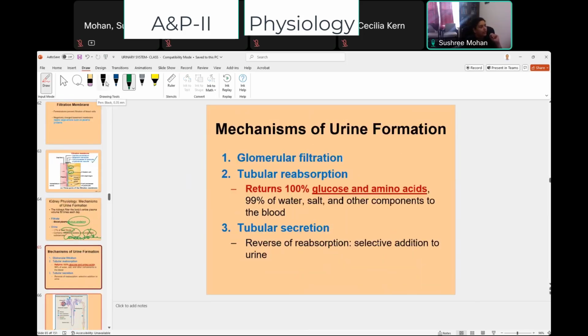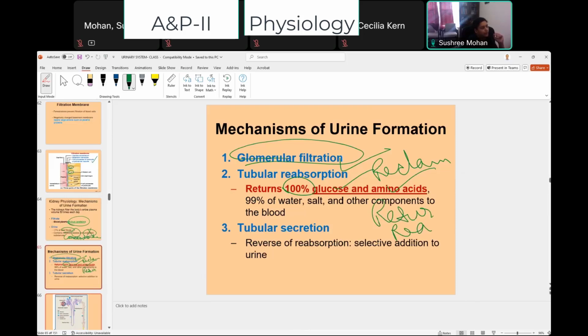Mechanism of urine formation: filtration, we just completed that. Next is tubular reabsorption. It returns 100% of glucose and amino acids back into the body. Reclaim, return, reabsorb. So that is all done over here. And 99% of water, salt, all the components of the blood, they're all returned back into the system.